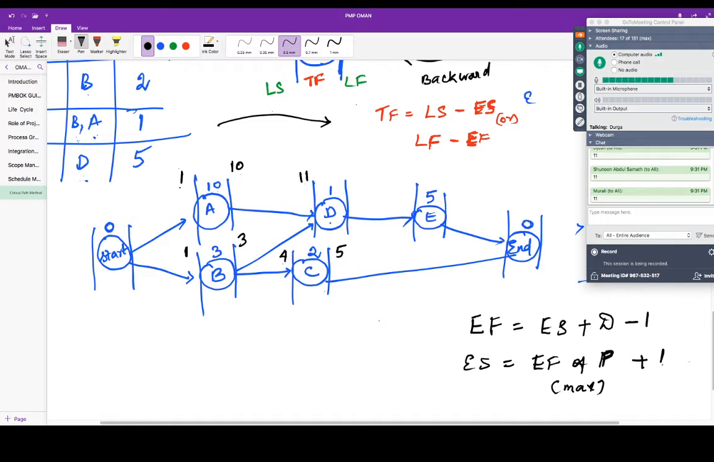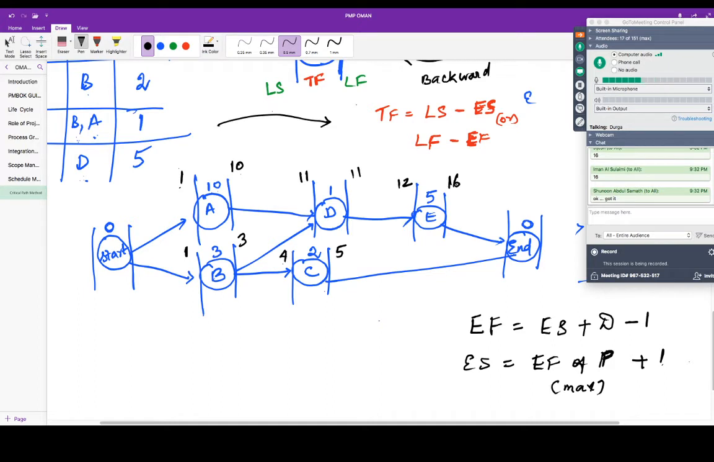So when would you complete activity D? On 11, because on the 11th morning you will start and on the 11th evening you will end, one day, right? 11 plus 1, 12, minus 1, 11. Okay, so when would you start activity E? On 12th. When you start on 12, when would you finish? It is not 17, it is 16. Remember, you have to reduce 1, right? 12 plus 5, 17, minus 1, 16.